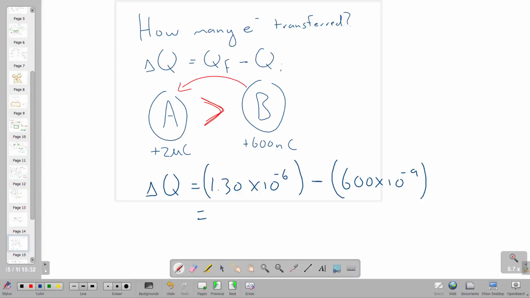So 1.3 times 10 to the negative 6. Okay, so brackets 1.3 times 10 to the negative 6 minus 600 times 10 to the negative 9. And the answer is 7 times 10 to the negative 7. Okay, so 7 times 10 to the negative 7 coulomb.